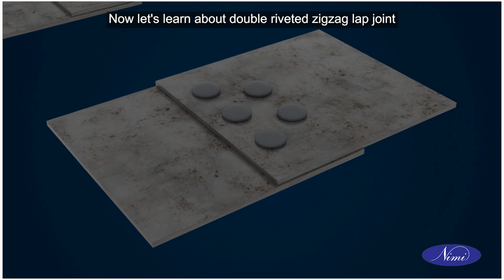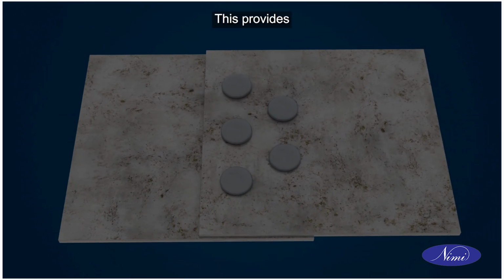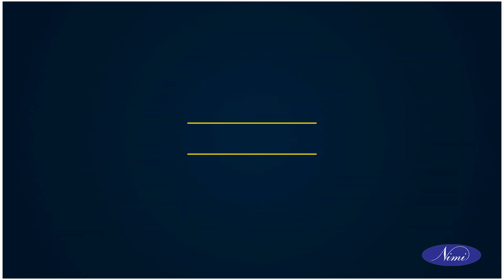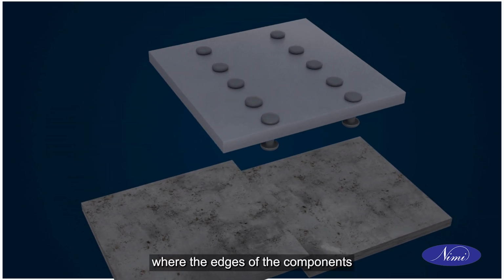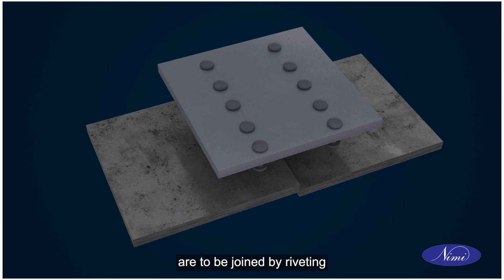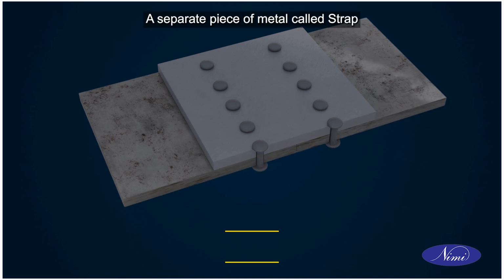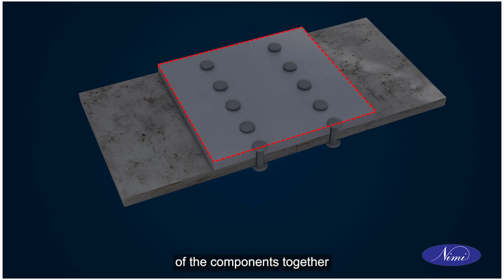Now, let's learn about double riveted zigzag lap joint. This provides a stronger joint than a single lap joint. The rivets are placed in a triangular formation, hence the name zigzag riveting. A butt joint is a type of joint used in a situation where the edges of the components are to be joined by the riveting. A separate piece of metal called strap is used to hold the edges of the components together.